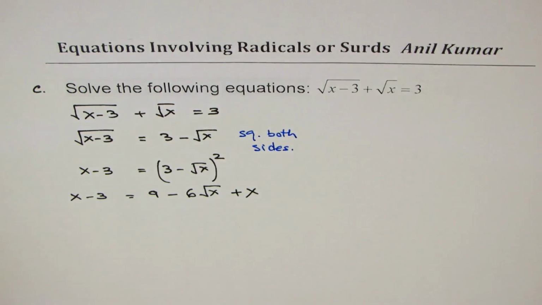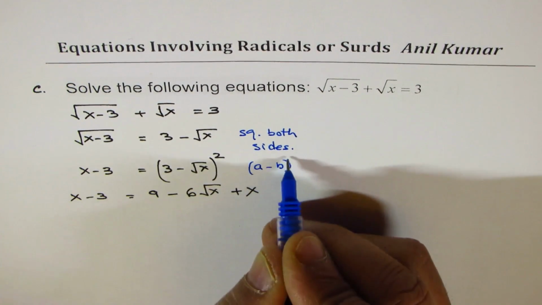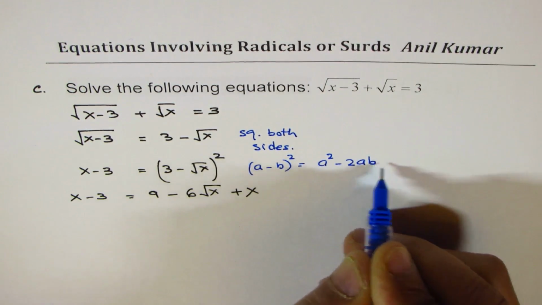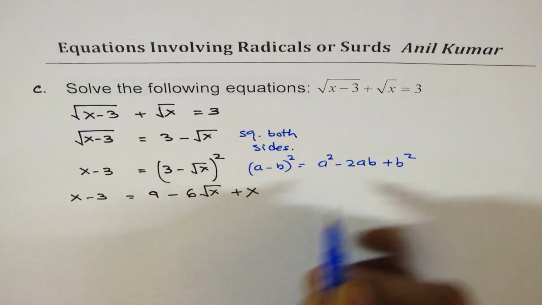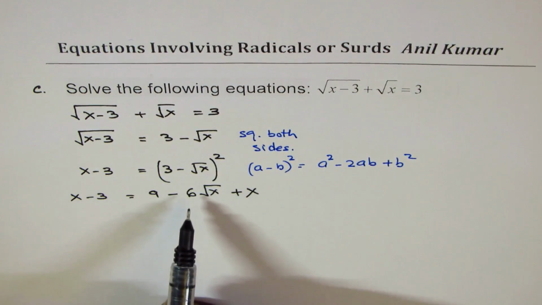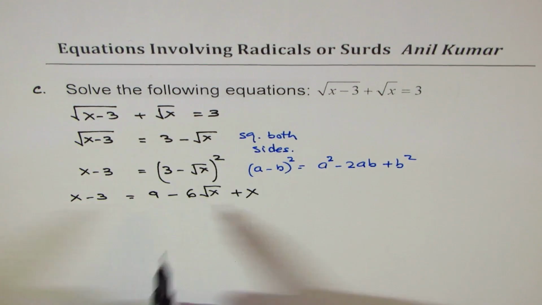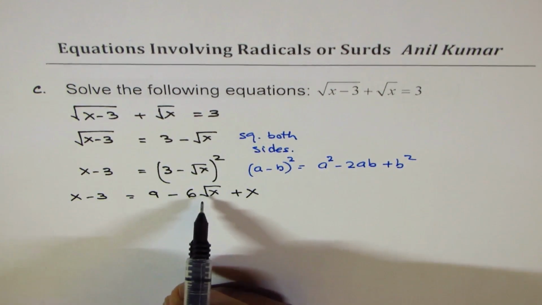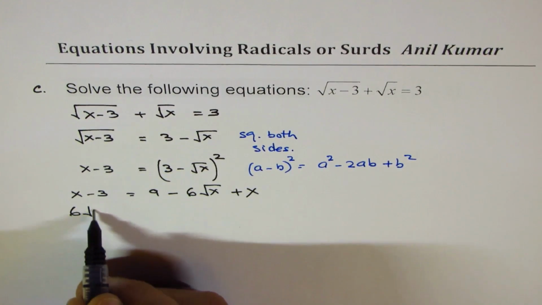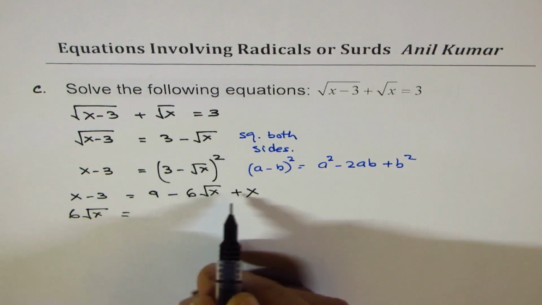So here we have used a formula, which is, we know (a minus b) whole square is equal to a square minus 2ab plus b square. Perfect. So we have used this formula here. Still, we do have a square root, right? So we'll keep this and isolate this rather. So we'll keep it on the left side now. Some extra steps are required, as you can see, and we'll take all these terms to the right.